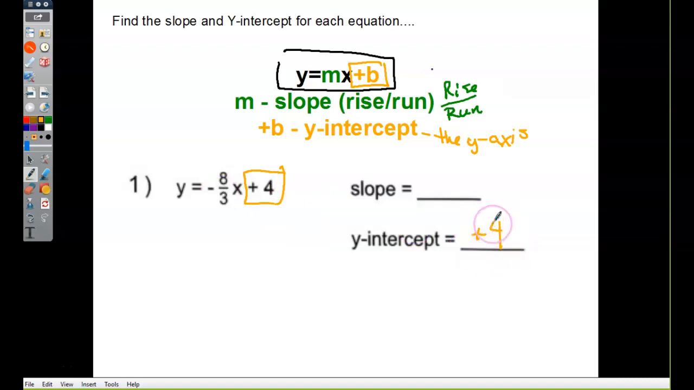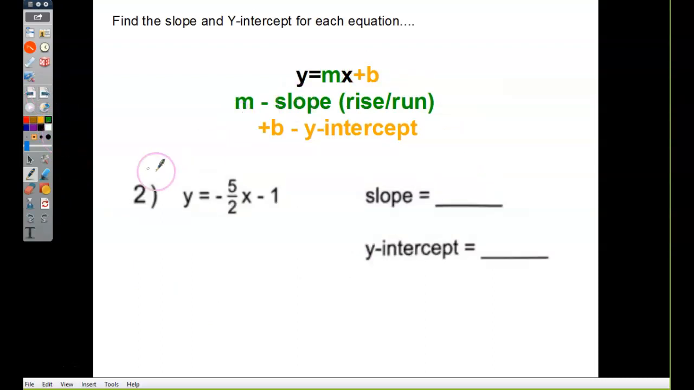Now, if it's a positive number, you don't necessarily have to write the plus. You just need to know that it's a positive number. And then we're going to look at the slope. And the slope is going to be whatever is touching this x, whatever is implied multiplication for this x. In this case, it is negative 8 over 3. So I would actually go down 8 and over 3 from every point on that line. Fair enough. If it seems too simple, it's because, well, it is.